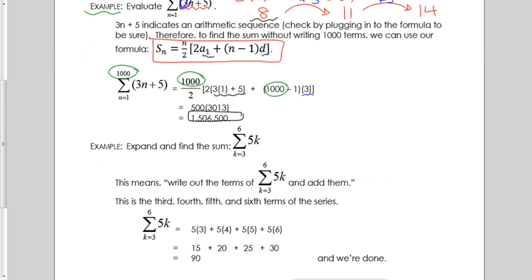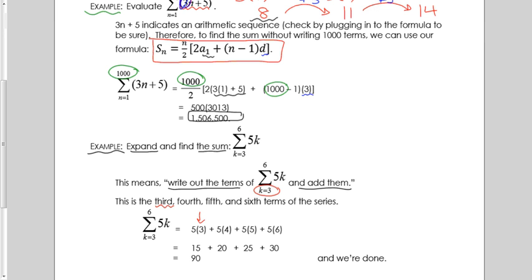Sometimes our patterns might not be arithmetic or geometric, or sometimes in the second example, what happens is it says expand and find the sum. What does that mean? Expand. It means write out all the terms and find the sum means add them up. So in this case, I need to start with k equal to 3, which means I'm plugging in 3. That's the third term. So I started out and I plugged in k equals 3.